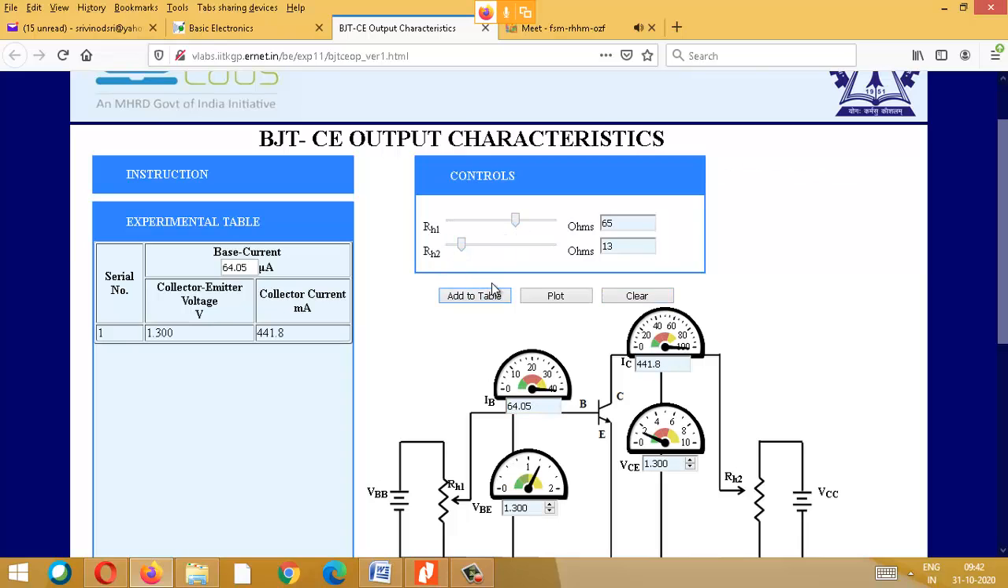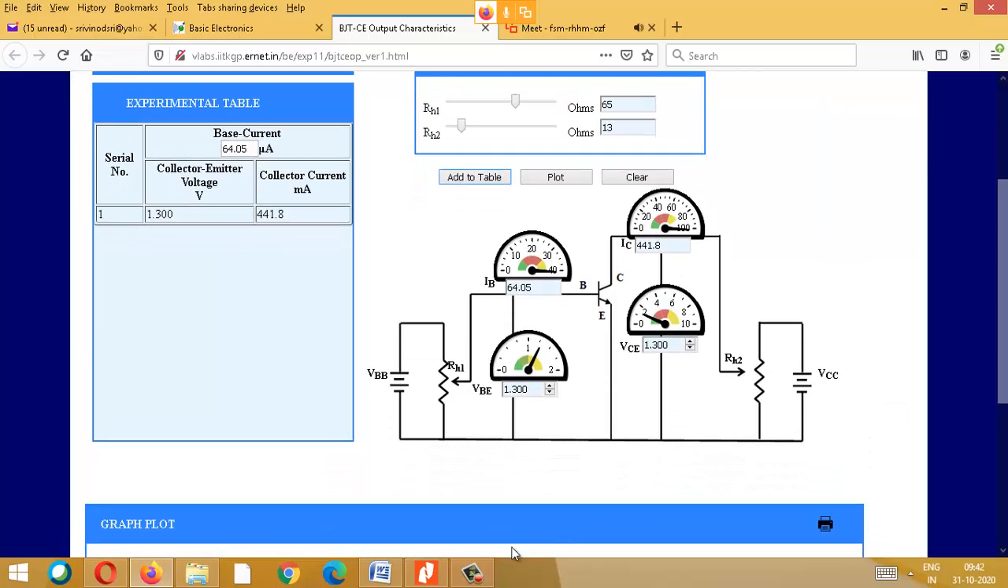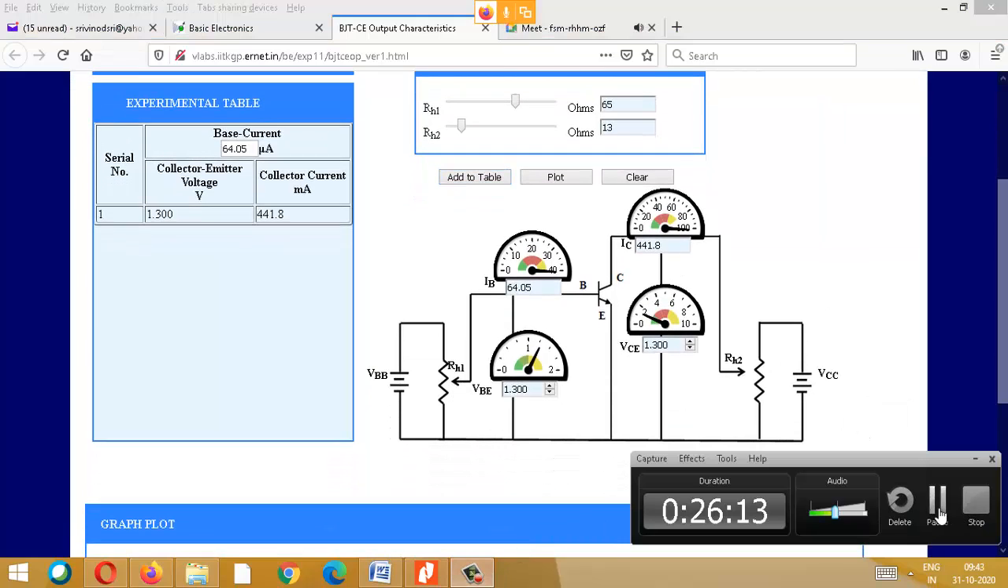if I plot, you can see here current has risen to 441. So from the base current alone your collector current is increasing. So this is with respect to today's class. I think you might have understood what input and output characteristics are. If you have any doubts, you can ask me.